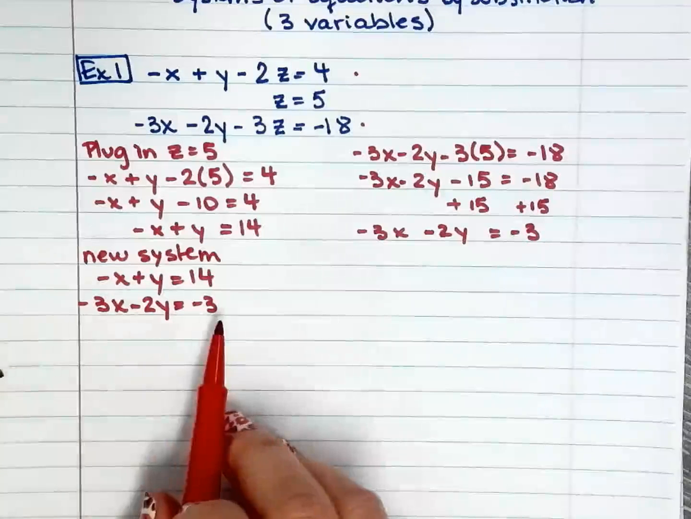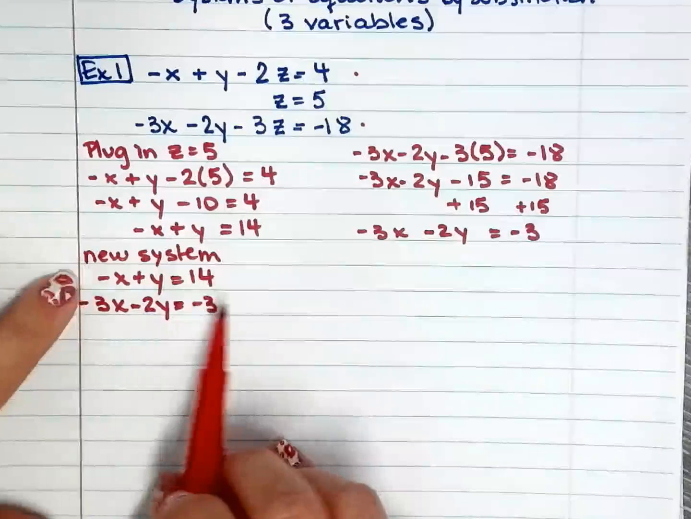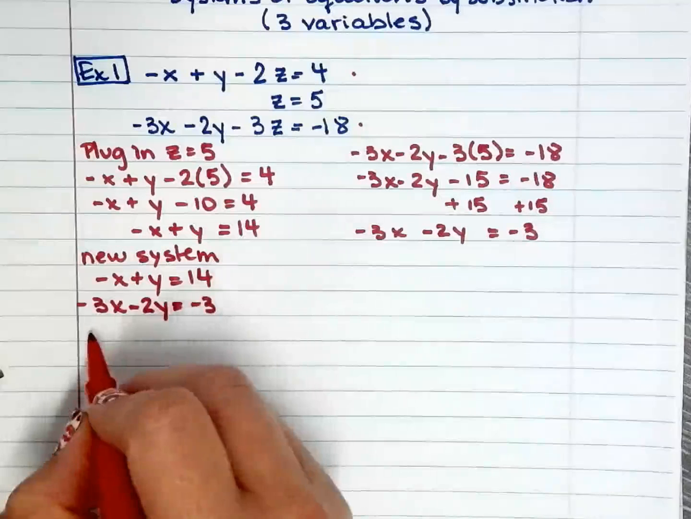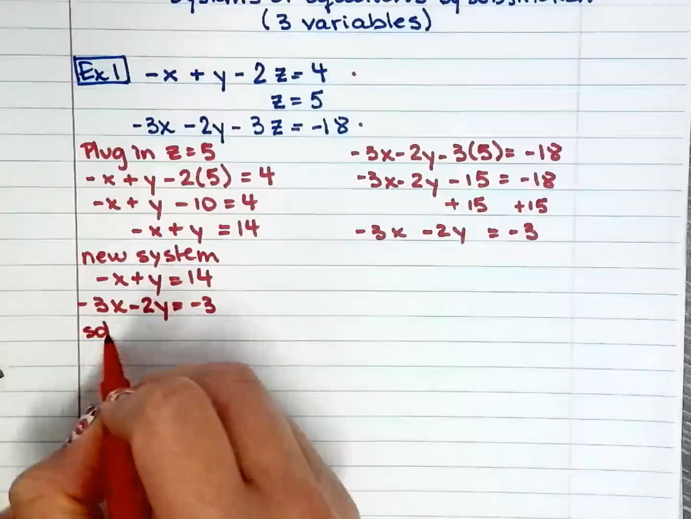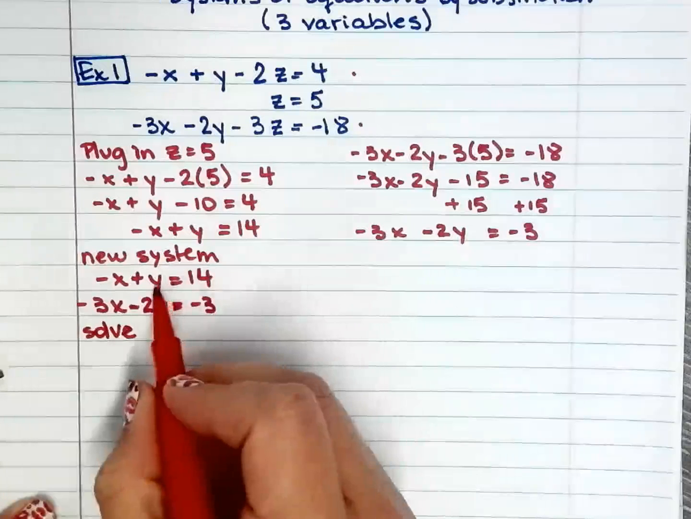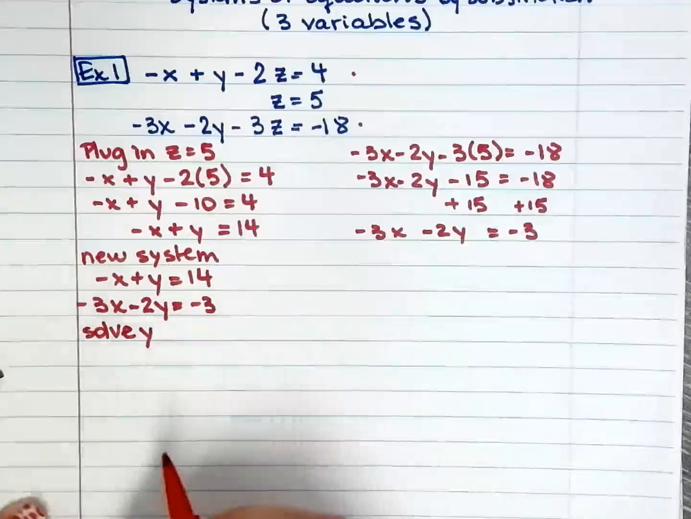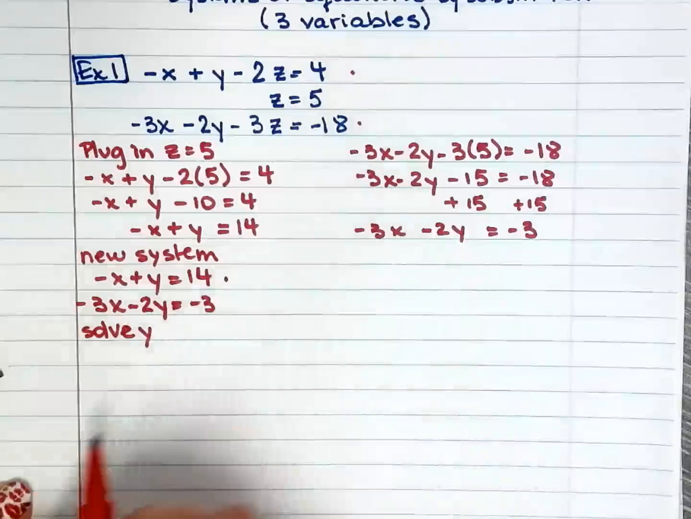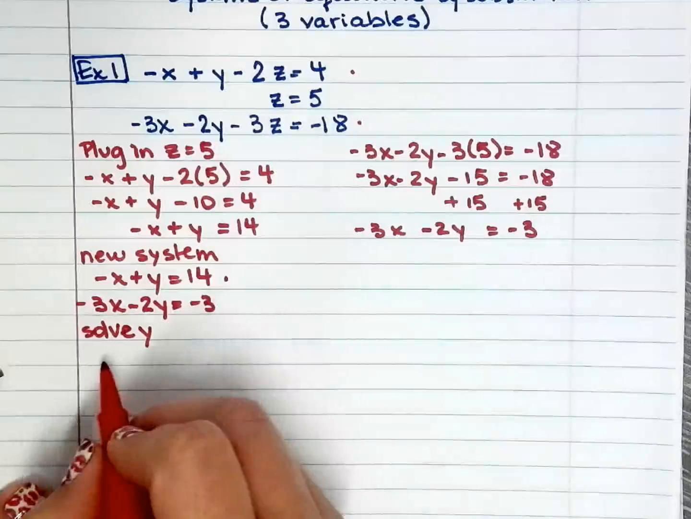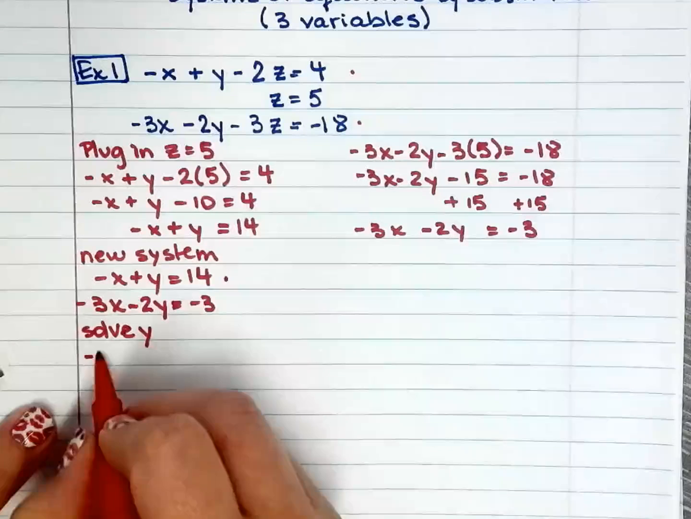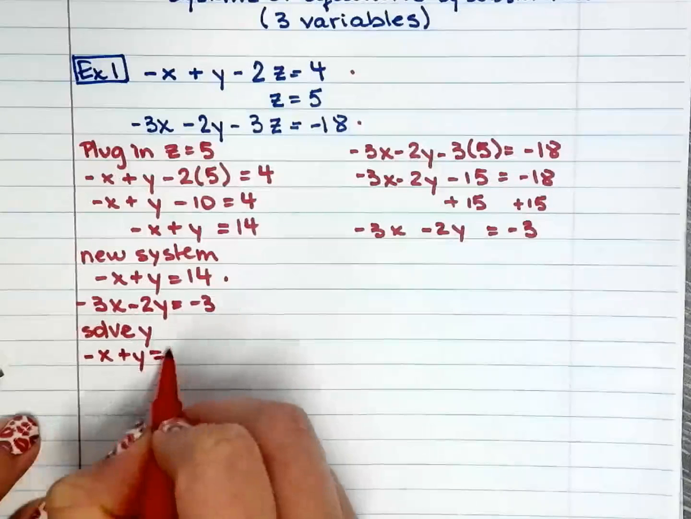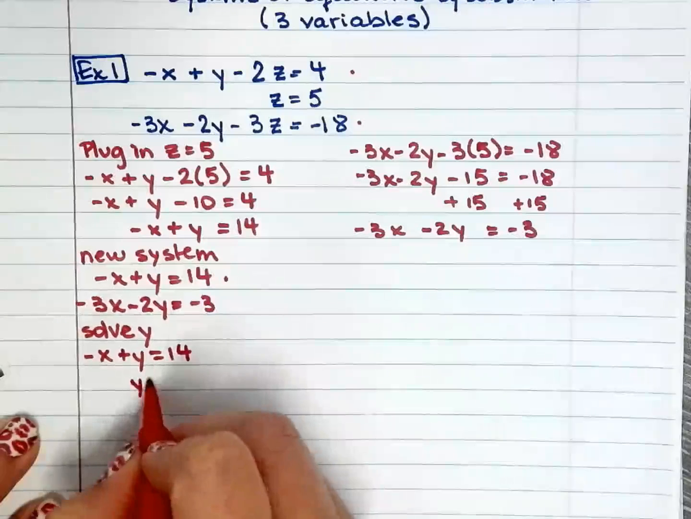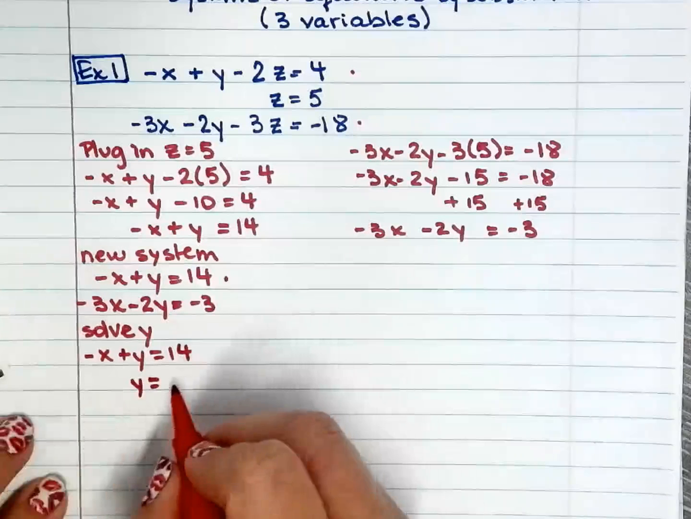Okay, so I'm going to go ahead and use substitution to solve my new two variable system like we've been doing. I'm going to solve for a variable. I will solve for y, just because you could have solved for x for all I care. It doesn't matter. So I'm going to solve for y in this function right here. I have negative x plus y is 14, so I'm going to add x to both sides. I am isolating y.